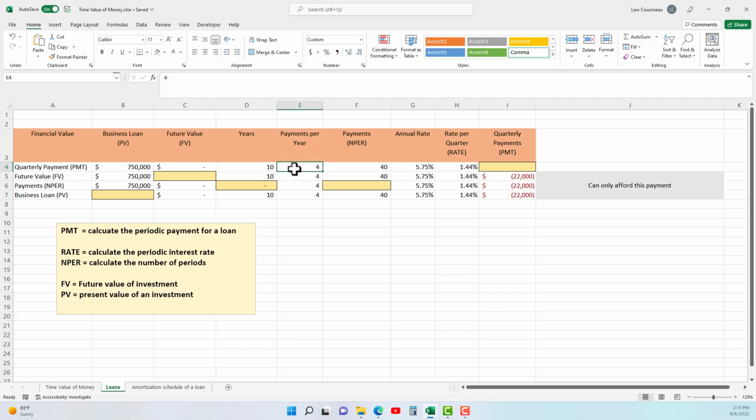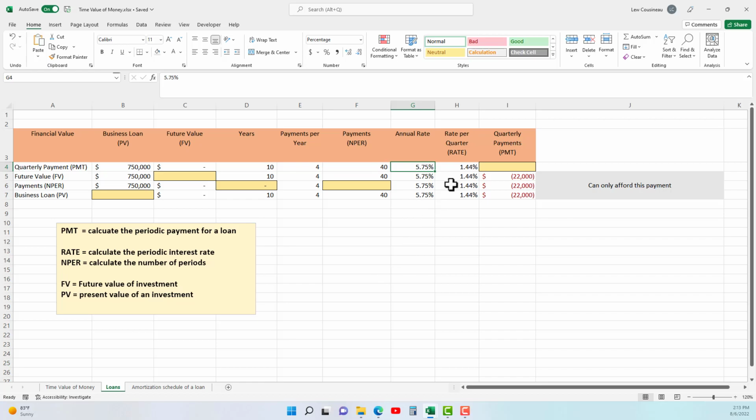We're going to make 4 payments per year. We're doing quarterly payments. So what is the total number of periods? You just multiply those two cells, 10 times 4. In fact, I think I screwed up that formula that used to be in here. I have 40 payments to make, okay? Our annual interest rate is 5.75.